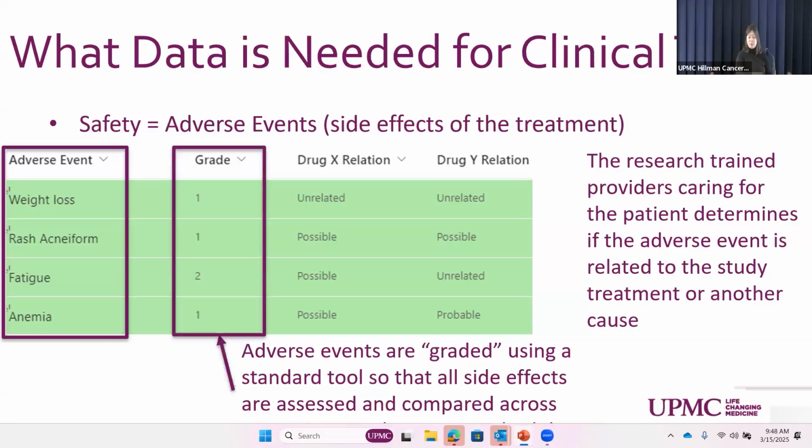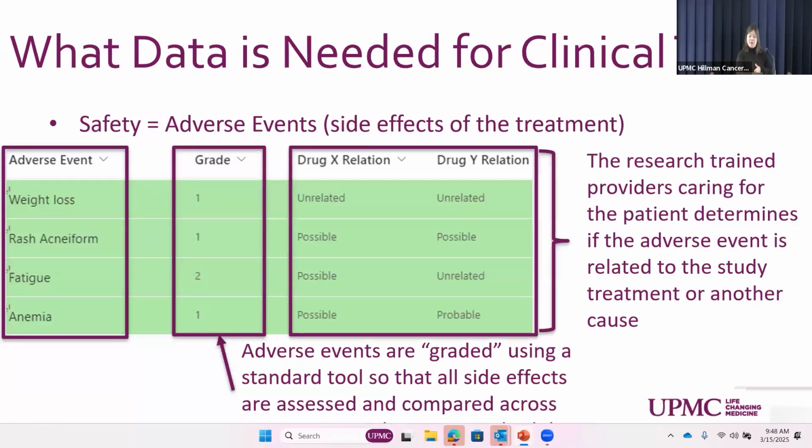We use a standard method to grade these. It's a tool so that we are using a consistent method across all patients and all trials, all diseases. And then again, our investigators are the ones making this assessment. Is it related to treatment, or is it related to another contributing cause?